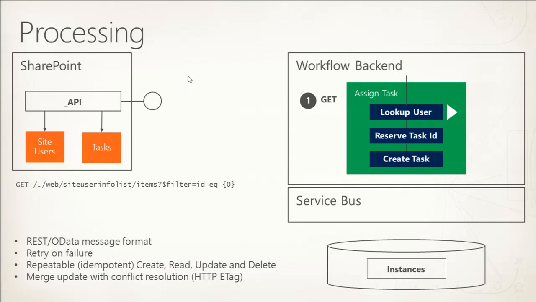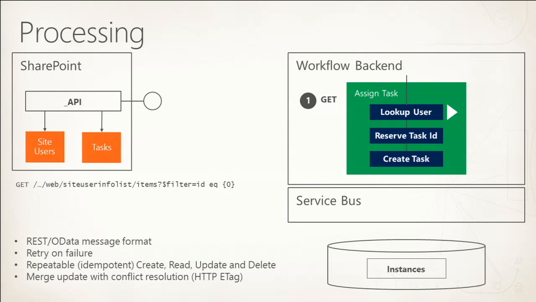So the first thing the workflow is going to do is look up a user. Here we just construct, in SharePoint, a standard REST GET operation, which looks pretty much like what you see there, where we're looking up information in the site user info list, on a specific user ID. So we call the API endpoint, and then we get the data back in SharePoint.